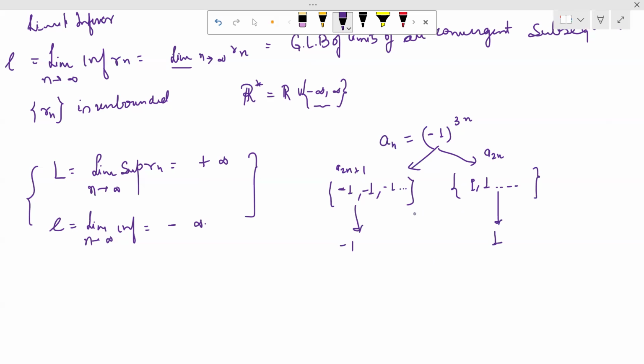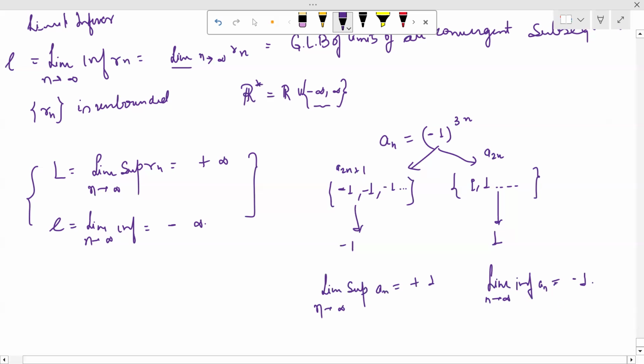So clearly, the supremum of limits of all convergent subsequences is 1. So clearly, limit superior of a_n would be equal to plus 1, and limit inferior of a_n would be equal to minus 1.